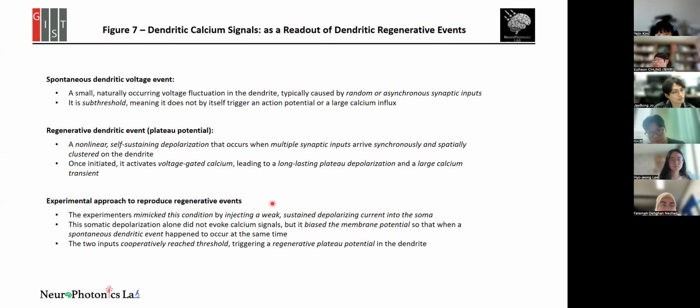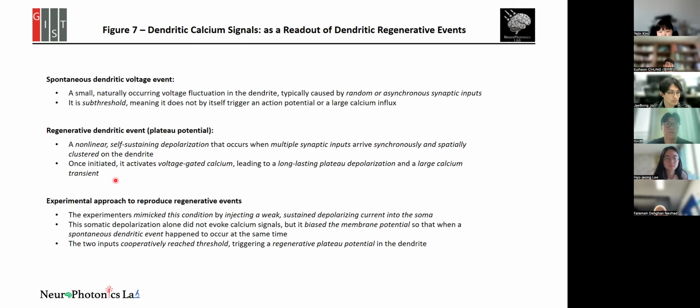So before introducing figure 7, let me briefly explain the two types of dendritic events. The first, spontaneous dendritic voltage event, is a small, naturally occurring sub-threshold voltage fluctuation in the dendrite. It's usually caused by random or asynchronous synaptic inputs and does not trigger an action potential or a large calcium influx on its own.